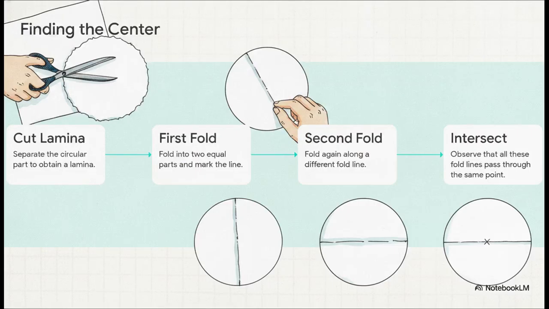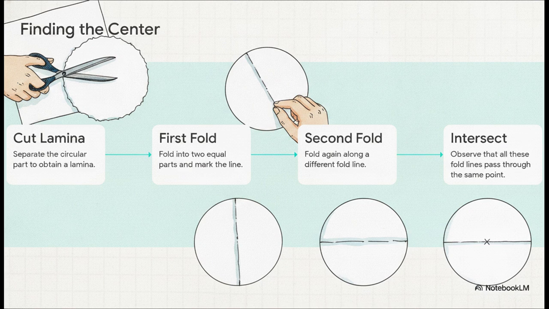Let's try a physical activity and see how this actually works. By cutting out the circle and folding it, it kind of reveals its own secrets. To solve our puzzle, we turn our drawn circle into what the sources call a circular lamina, which is basically just a fancy way of saying we cut it out from the paper. Then fold it perfectly in half into two equal parts and mark that crease line with your pencil. Open it back up and fold it in half again, but along a completely different axis. Finally, mark that second line.